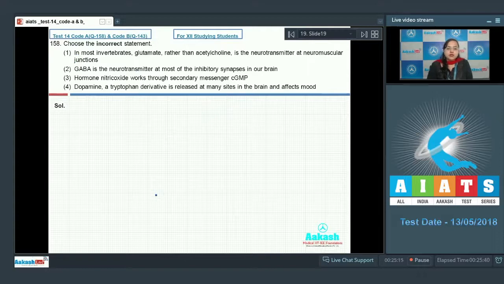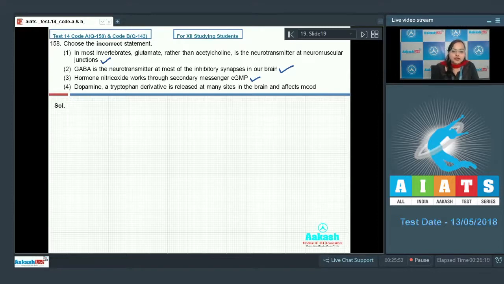Question 158. Choose the incorrect statement. Statement first is given: in most invertebrates, glutamate rather than acetylcholine is the neurotransmitter at neuromuscular junction. This statement is correct. Statement 2 is given: GABA, that is gamma aminobutyric acid, is the neurotransmitter at most of the inhibitory synapses in our brain. This statement is correct. Statement 3 is given: hormone nitric oxide works through secondary messenger, that is cyclic GMP. This statement is also correct. All these three statements are fact and they are correct.